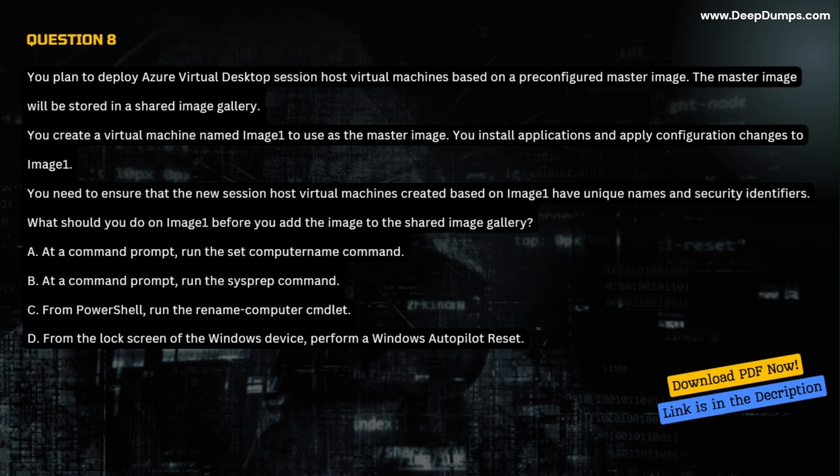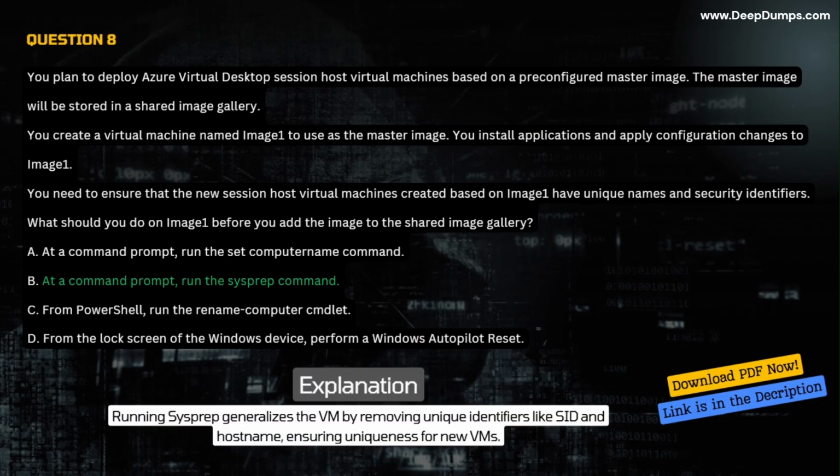A. At a command prompt, run the set computer name command. B. At a command prompt, run the sysprep command. C. From PowerShell, run the rename computer command. D. From the lock screen of the Windows device, perform a Windows Autopilot reset. Correct answer B. At a command prompt, run the sysprep command. Explanation. Running sysprep generalizes the VM by removing unique identifiers like SID and hostname, ensuring uniqueness for new VMs.